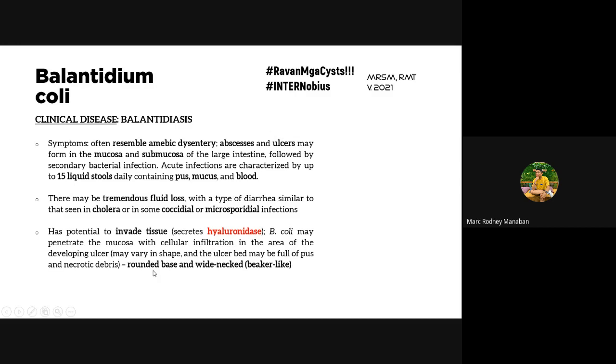Compared to Entamoeba histolytica, which is flask-shaped, B. coli is beaker-like. So it has a wide neck and a rounded base. Whereas E. histolytica has a narrow neck and rounded base, so it looks like an Erlenmeyer flask. But for B. coli, again, wide neck, rounded base, so it looks like a beaker. It appears a bit big or plump.